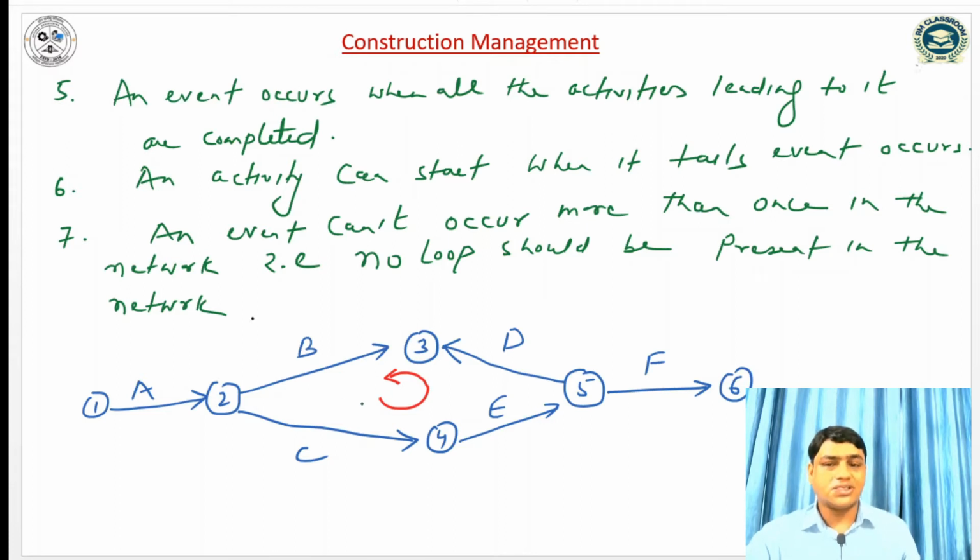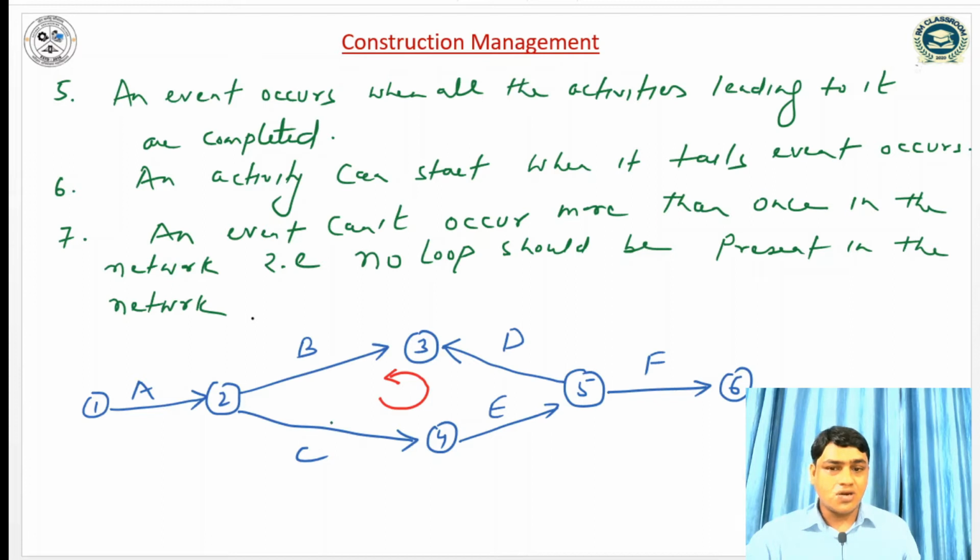In this network we can see that the initial event is 1 and the finish event is 6. There is only one initial event and only one finish event, and the initial event has an outgoing arrow and the finish event has an incoming arrow. So up to this it is okay. But look at event 3. Following the network diagram, 1 to 2, 2 to 3, but the arrow should be like that, whereas there is a looping and the direction of the arrow is reversed.